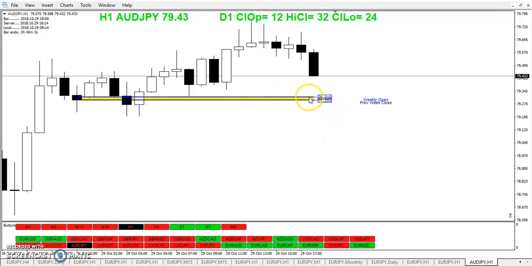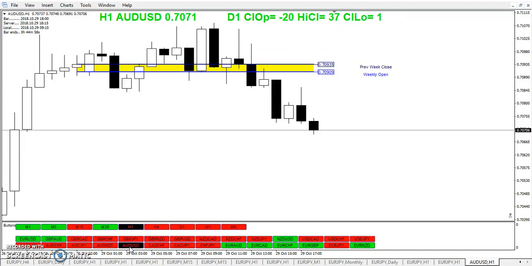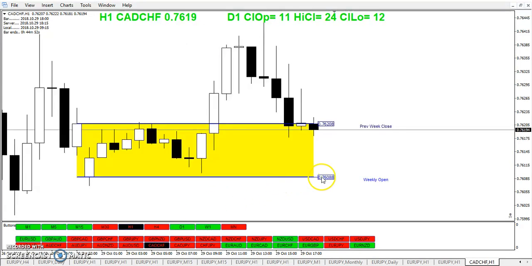Once again, you can just see here, just eyeballing it, not really worth it. Once again, that's a very small gap. Another small gap. But now here's a nice one. Once again, weekly open, previous close.